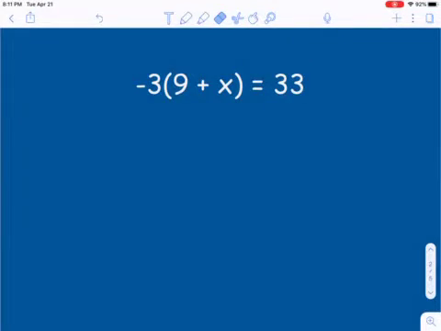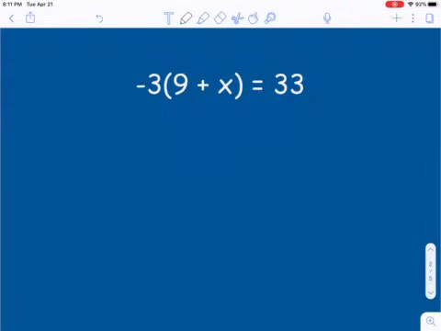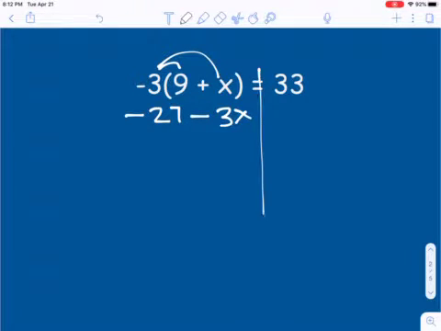So our first problem, you see right away we've got parentheses, so we're going to have to do some distributive property. So hopefully that's coming to your brain here. What we're going to have to do is take this and multiply that -3 times both of the terms in there. We're distributing it. So -3 times 9 is going to give me -27. And then -3 times positive x is going to give me -3x. And then that will be equal to 33.